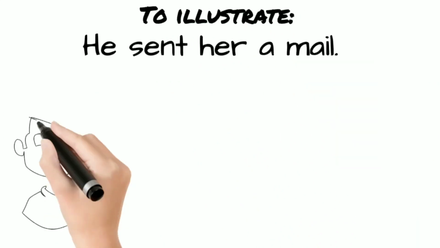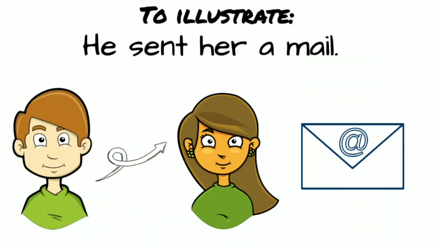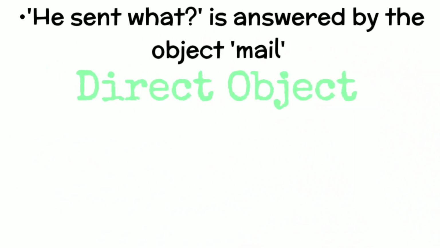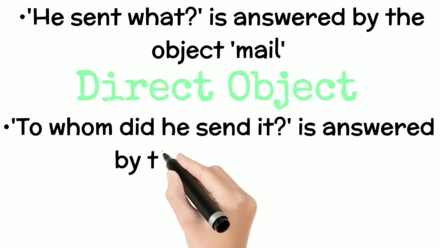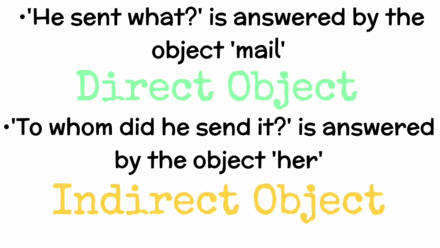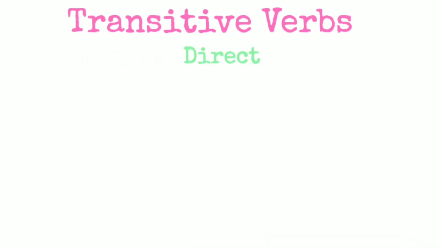To illustrate, he sent her a mail. Here, he sent what is answered by the object mail. So this is the direct object. And to whom did he send it is answered by the object her. So her is the indirect object. Hope we are clear now about transitive verbs as well as direct and indirect objects.